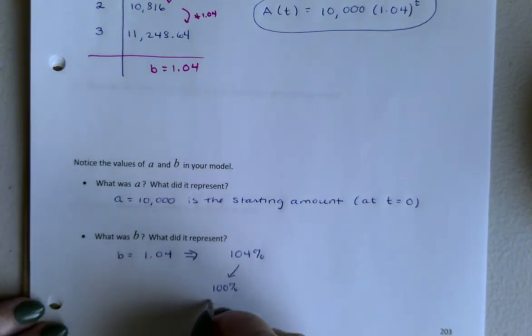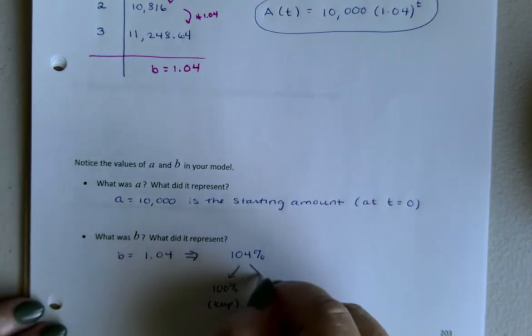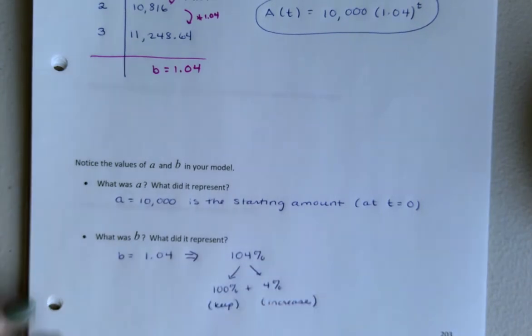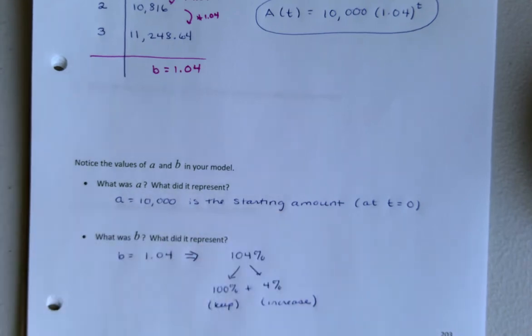It's 100% that we keep from the previous year, plus 4% increase in the interest each year. So we're going to use that idea to say, maybe we don't actually have to write down a table of values for every problem. We can certainly predict the A value as long as we know how much we started with.